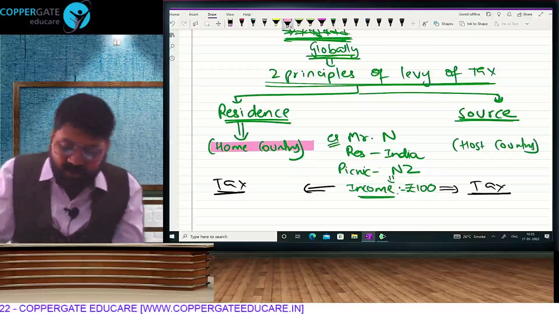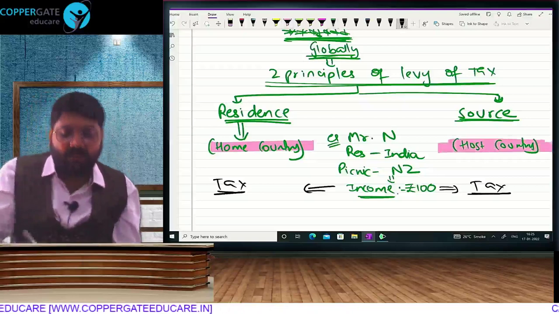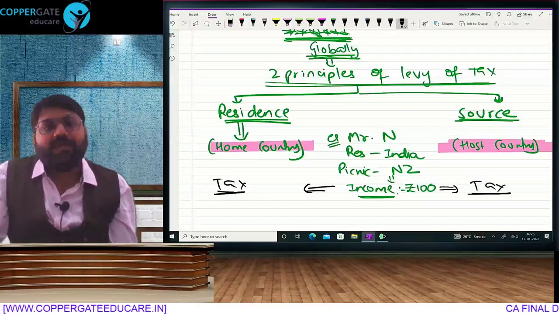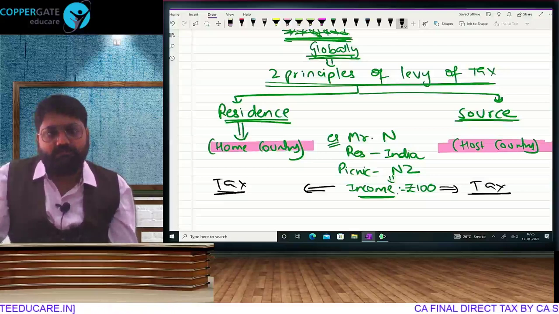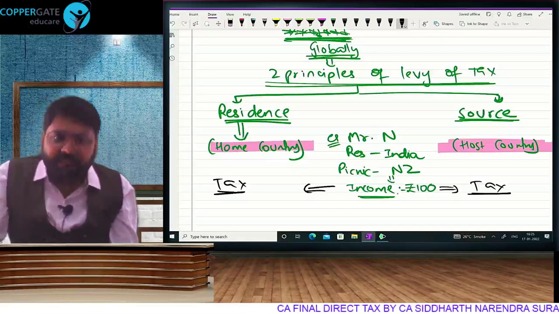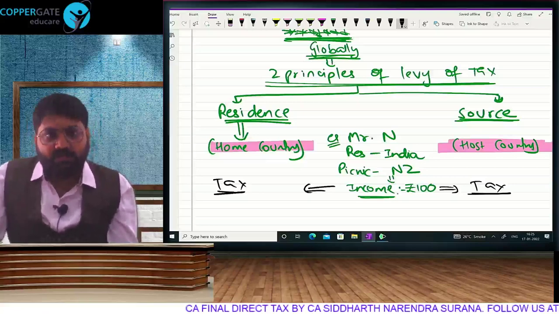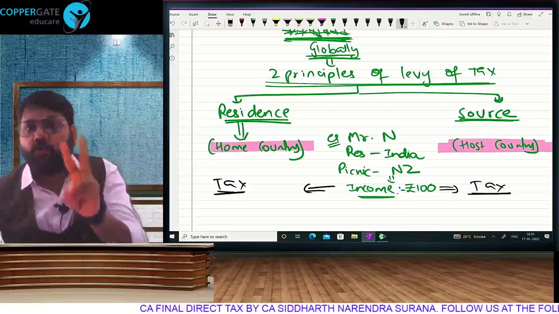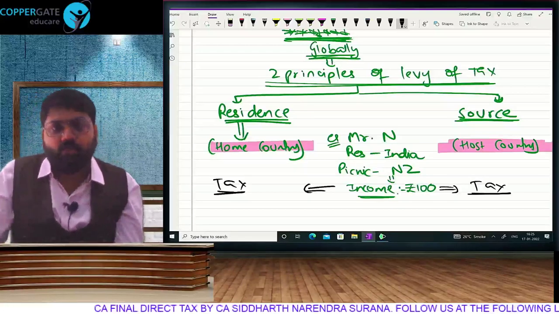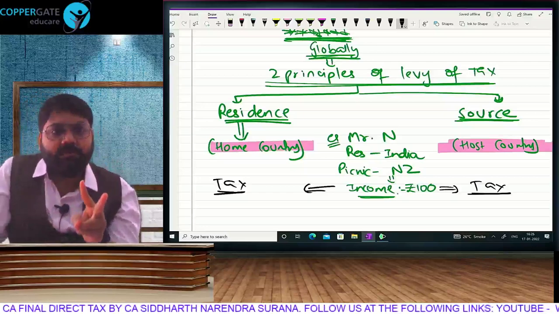And because it is your host country, the country where you have the source of income, you will have to pay tax in New Zealand also. And that is called the principle of source. This concept does not apply just in India. It applies everywhere in the world. Wherever there is income tax in the world, there will be two principles. What are the two global principles of levy of income tax? Principle of residence and principle of source.